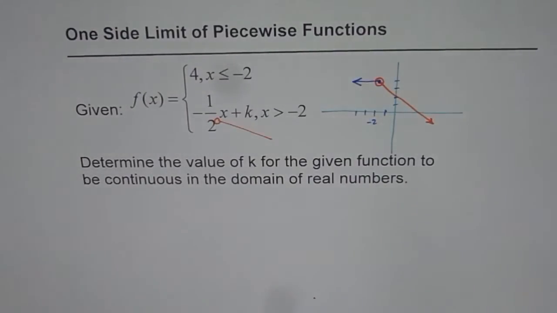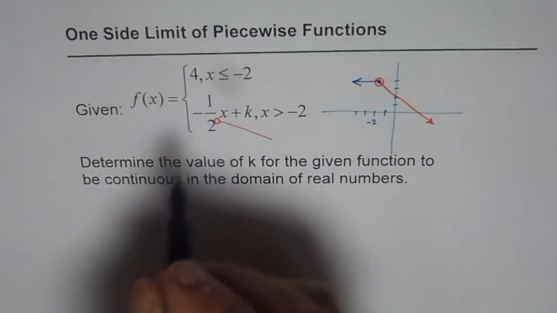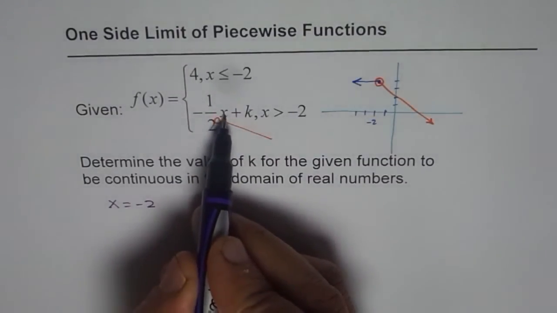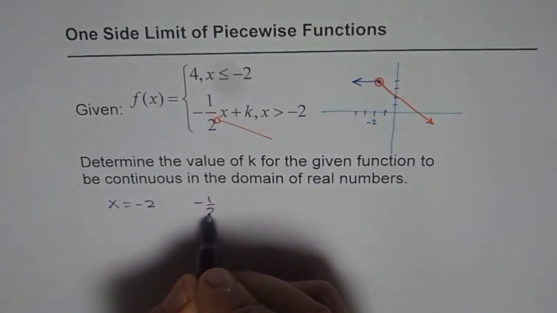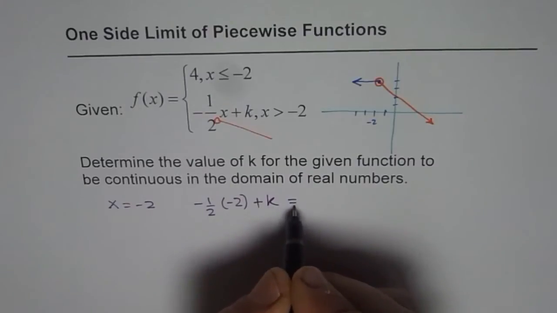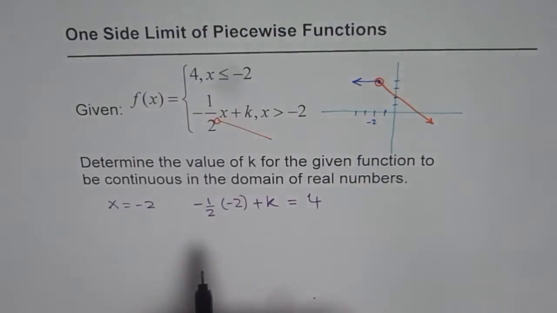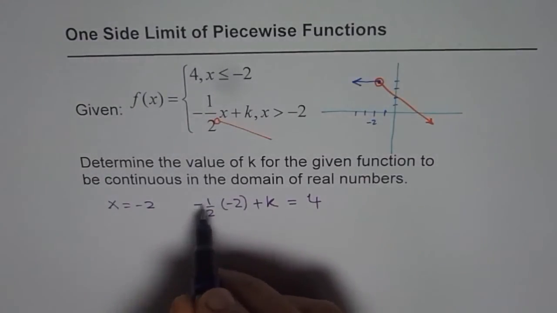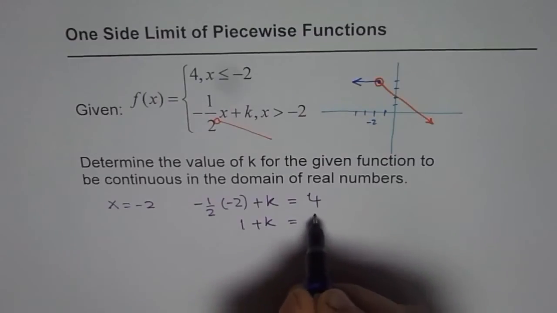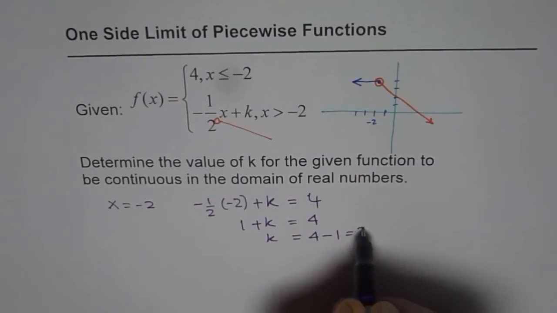So let us find the value of this piece when x is minus 2. So if I write x equals minus 2 and substitute in the second part, which is minus half times minus 2 plus k, it should be equal to 4. That is the value of the first piece at minus 2, correct? So that gives us minus and minus is plus. So we get 1 plus k equals 4, or k equals 4 minus 1 equals 3.